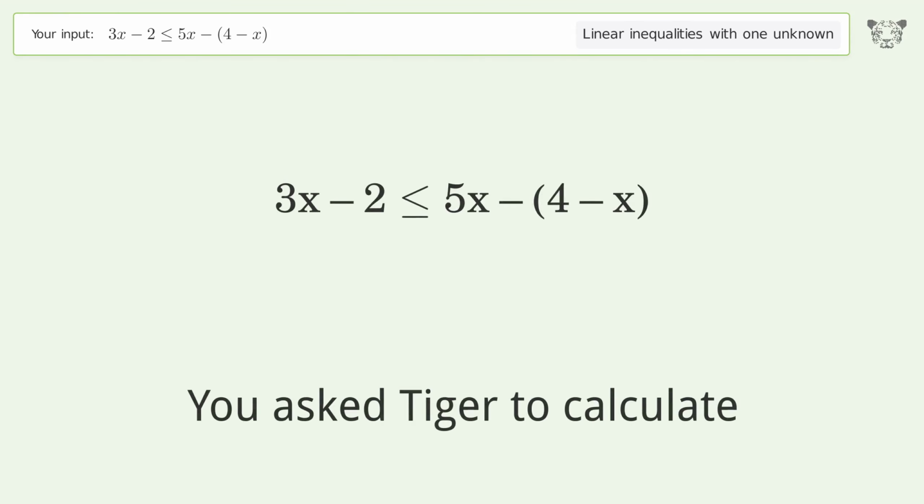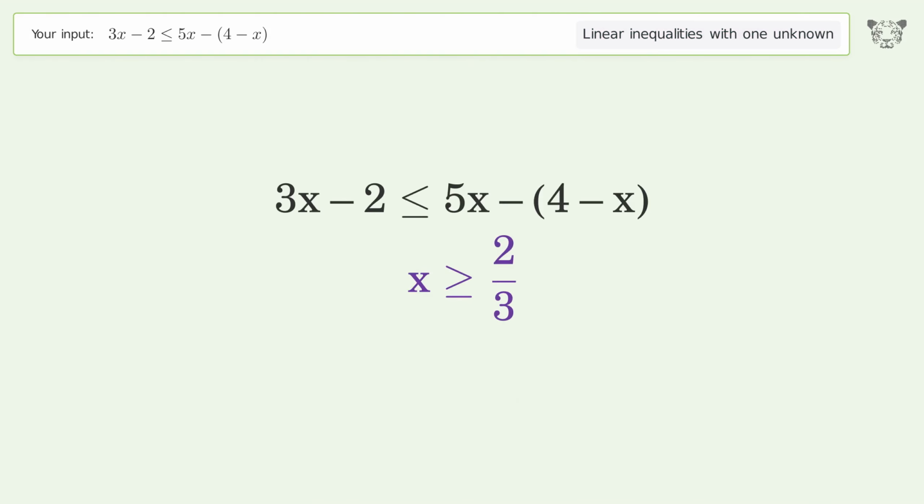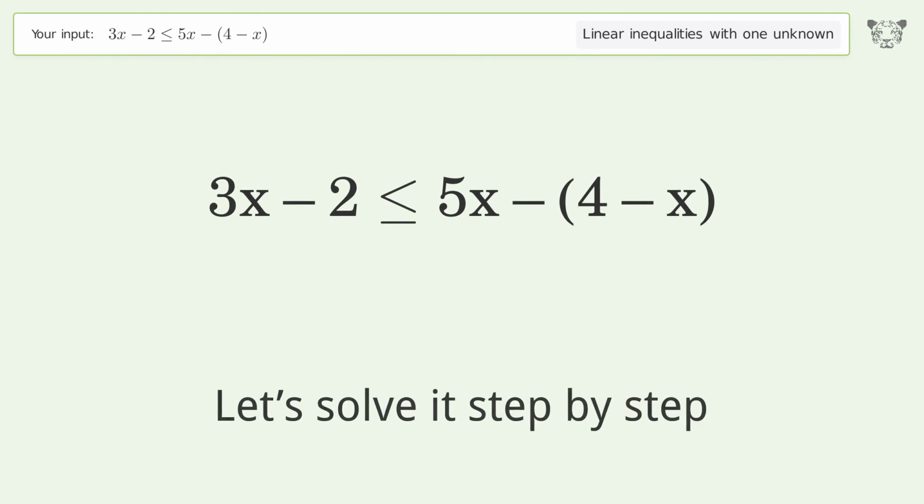You ask Tiger to calculate. This deals with linear inequalities with one unknown. The final result is x equal or greater than 2 over 3. Let's solve it step by step.